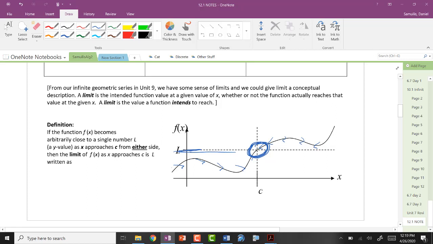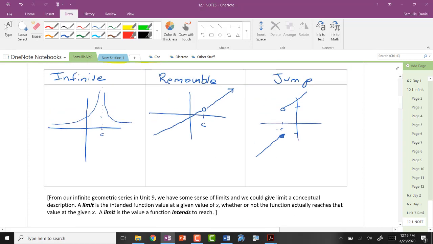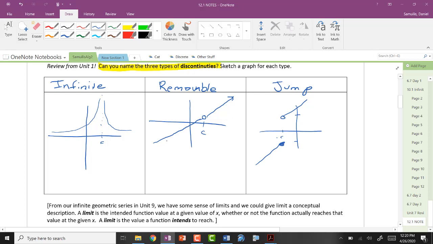So what is it approaching from the left? What's it approaching to the right? That is what a limit is. Now, sometimes you don't have an actual value. For instance, a removable discontinuity has a limit, but it may not have a value.